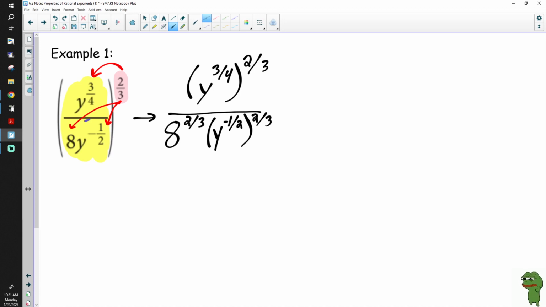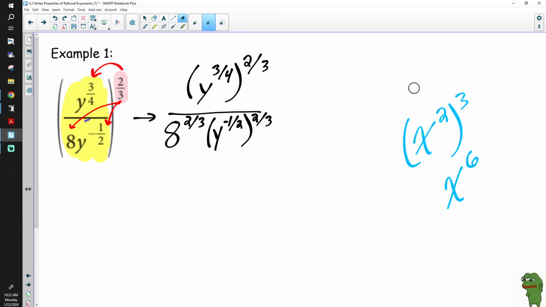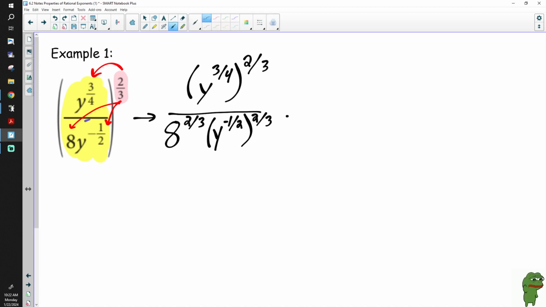And if the fractions disturb you, just think of an example that isn't one. If I had x to the 2nd to the 3rd, what does this become? Remember? You multiply. This becomes x to the 6th. All we did was 2 times 3. Even though they're fractions, you do the same thing. So we are going to multiply 3/4 and 2/3. So you take your calculator out and you multiply your fractions. What is it? 0.5, which is 1/2. Y to the 1/2. That's the new top.